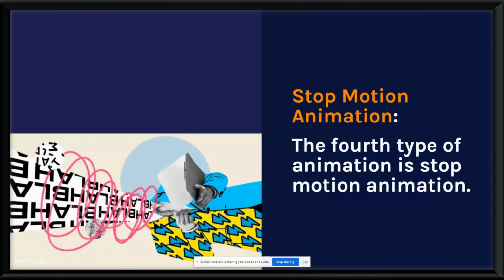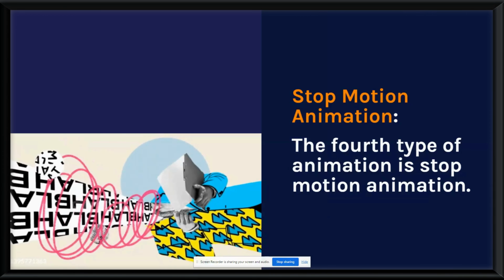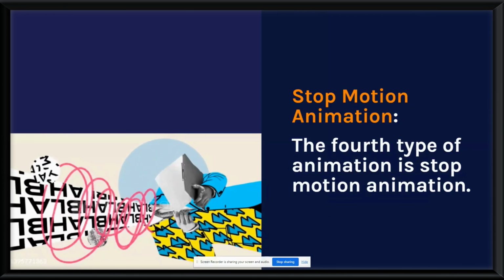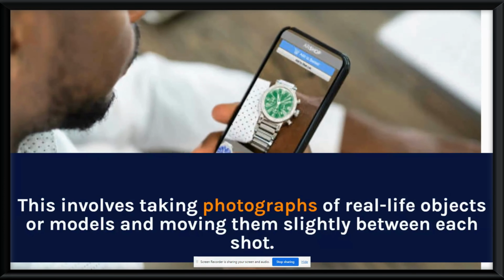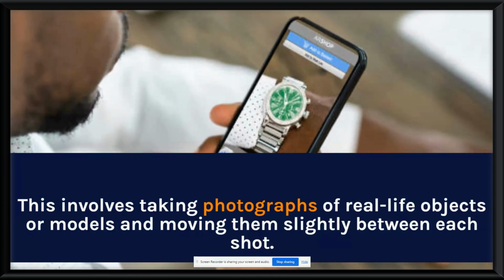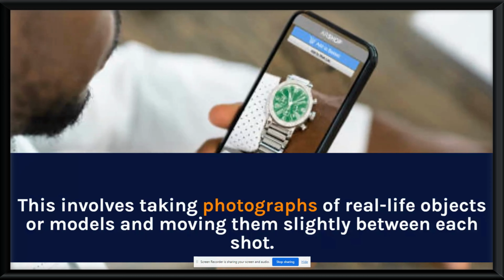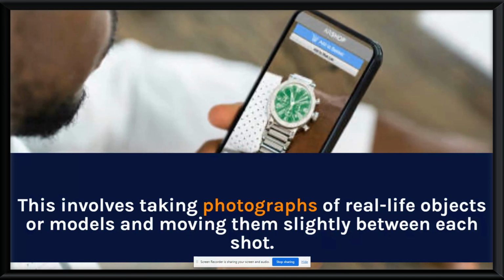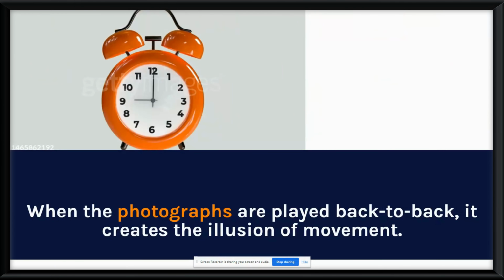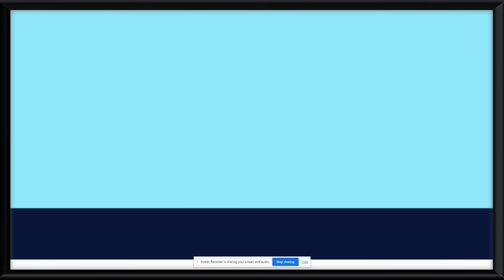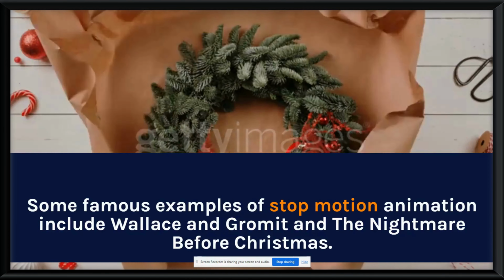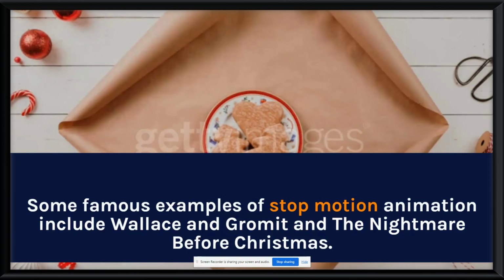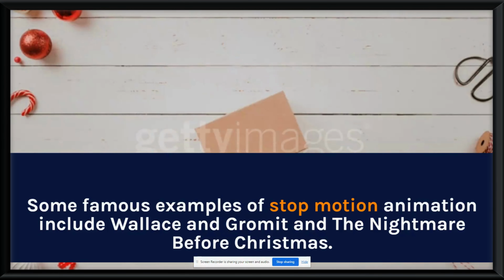Stop-motion animation. The fourth type of animation is stop-motion animation. This involves taking photographs of real-life objects or models and moving them slightly between each shot. When the photographs are played back-to-back, it creates the illusion of movement. Some famous examples of stop-motion animation include Wallace and Gromit and The Nightmare Before Christmas.